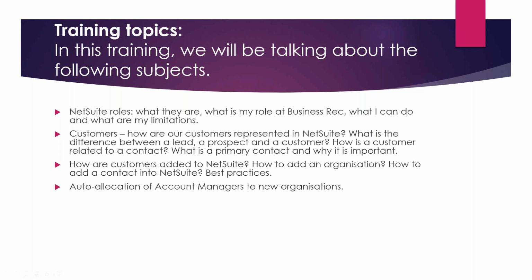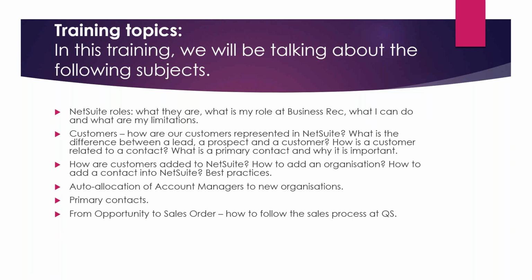Next, I will explain how auto allocation of account managers works. We'll talk a bit more about primary contacts again, and then we will follow the sales process that we have established at QS, from opportunity to sales orders, and I'll show you how to do it correctly. Finally, we will talk about communication between account managers and CSMs and what is the best effective way of doing this.